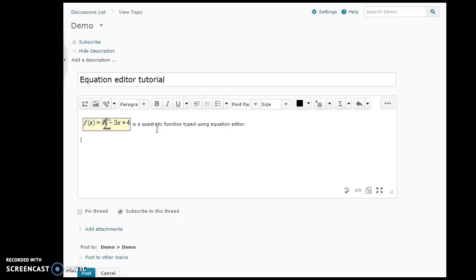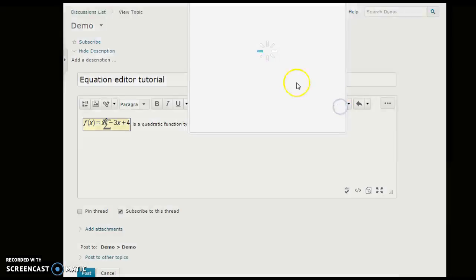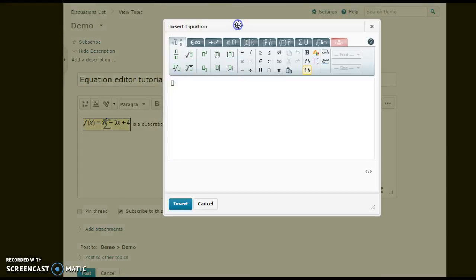What we've been struggling with is some of us are really liking to go into equation editor, insert equation, and say f of x equals x squared minus 3x plus 4 is a quadratic function typed using equation editor.